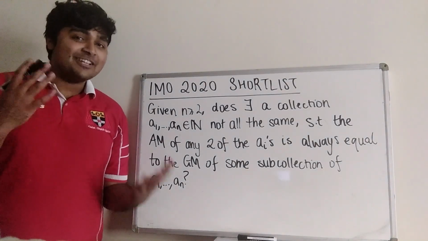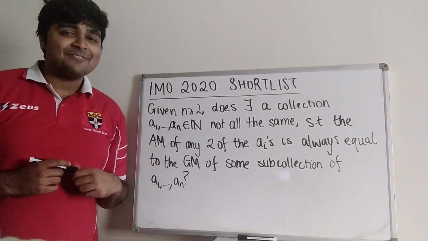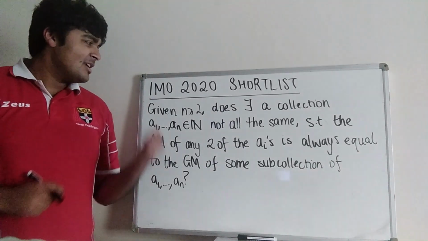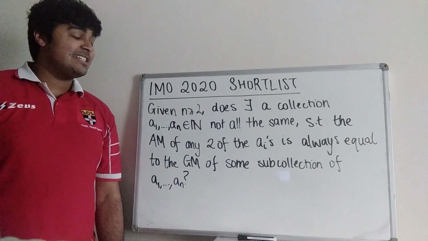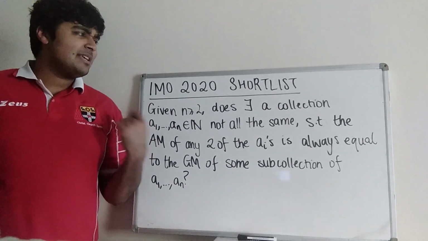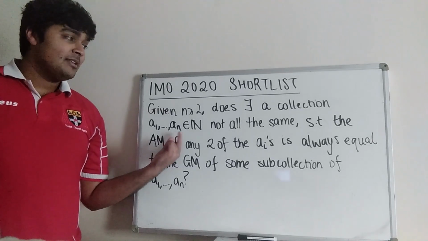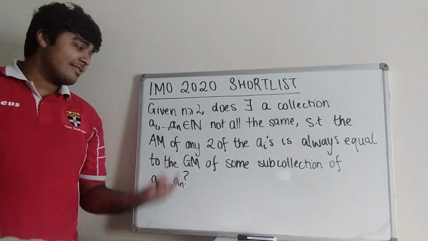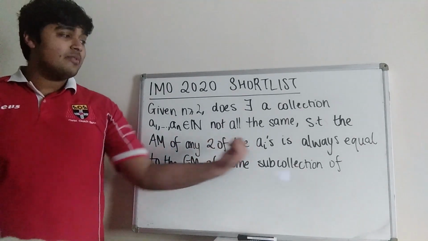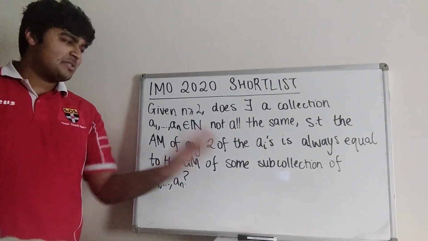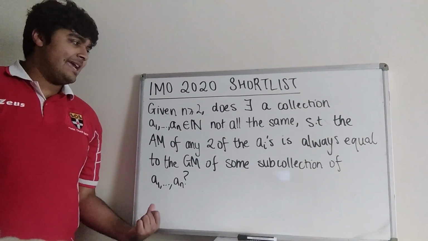I'm going to share a fun number theory problem which was shortlisted for the 2020 IMO, so you know it's going to be a super interesting problem. We have a positive integer n which is at least 2, and we want to know, does there exist a collection of positive integers a1 up to an, which are not all the same, such that the arithmetic mean of any two of these ai's is always equal to the geometric mean of some subcollection of the ai's.